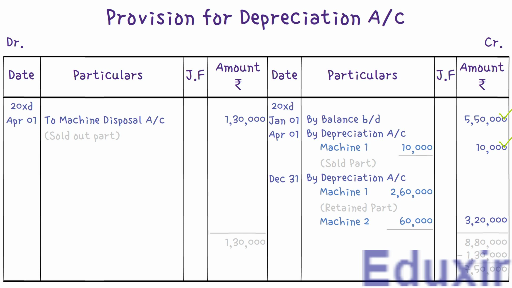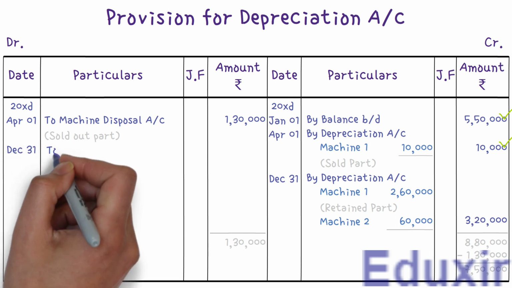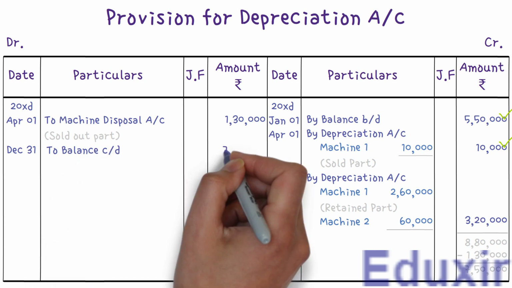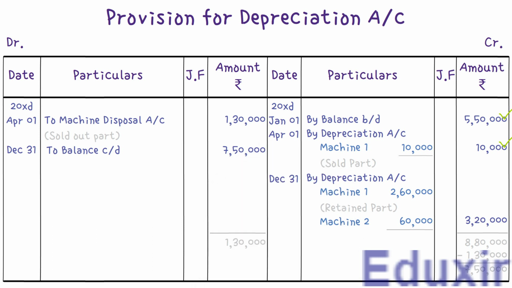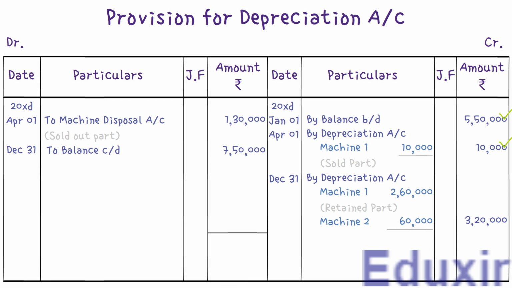As the provision for depreciation account is also a real account, this credit balance should be transferred to the next accounting period. So let us first write the date. Let us then write balance carried down into the particulars column. Let us then write the credit balance amount of 7,50,000 rupees into the amount column on the debit side. Now the total on the debit side of the provision for depreciation account is 8,80,000 rupees. And the total on the credit side is 8,80,000 rupees. So now the provision for depreciation account is balanced.